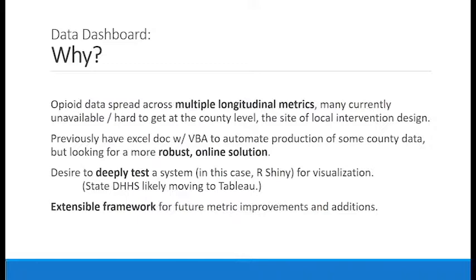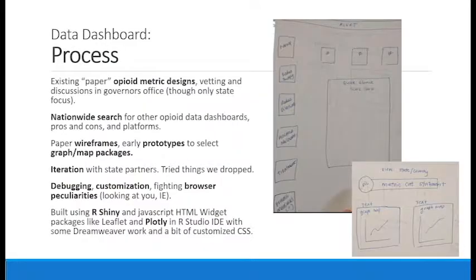So there's desire to test the system. In this case, we went deep on R Shiny. I think DHHS is likely moving to Tableau, though that's a $500,000 investment, so fingers crossed that does the work they need. And then we wanted to build something we can add future metrics to and get data to the county level. The metrics as they are now are only state, and in what we're releasing this month as a preview, there's county-level variations in all these metrics.